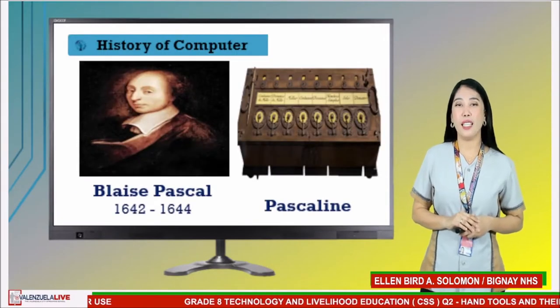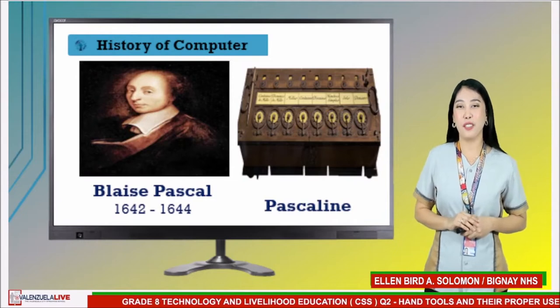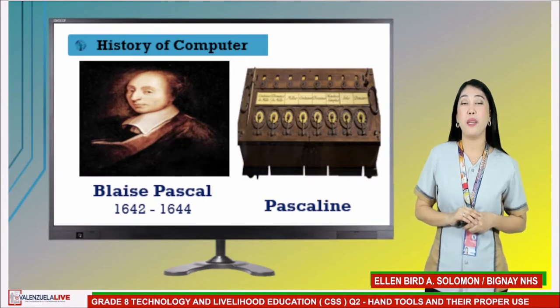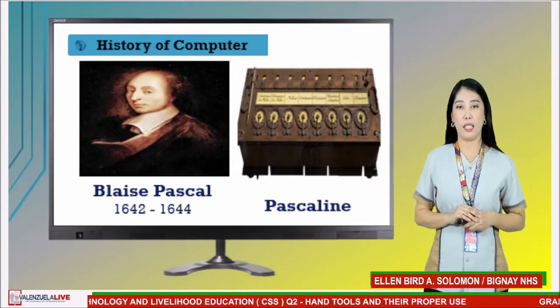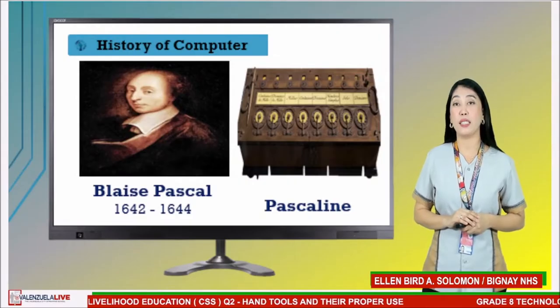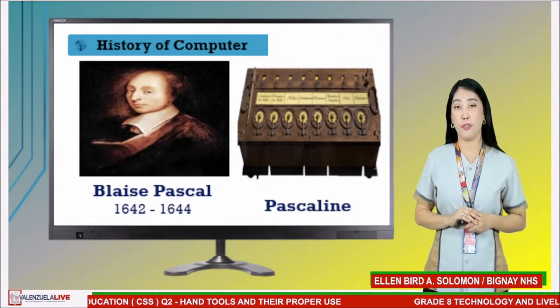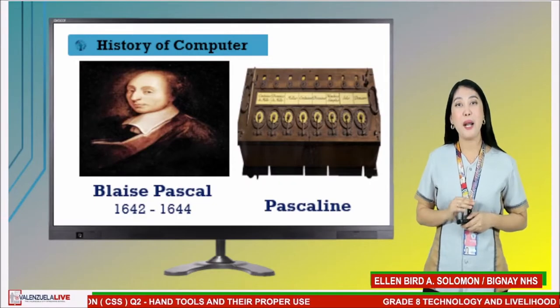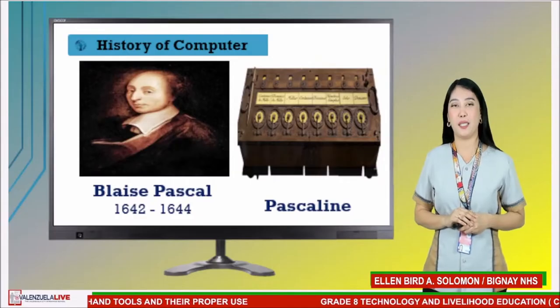The Pascaline, also called as arithmetic machine, the first calculator or mechanical adding machine to be produced in any quantity and actually used. The Pascaline was designed and built by the French mathematician philosopher Blaise Pascal between 1642 and 1644.